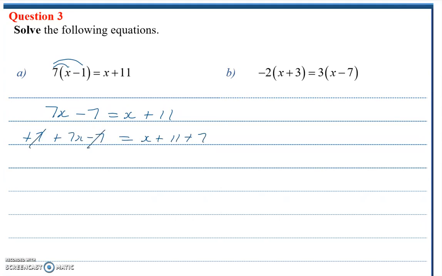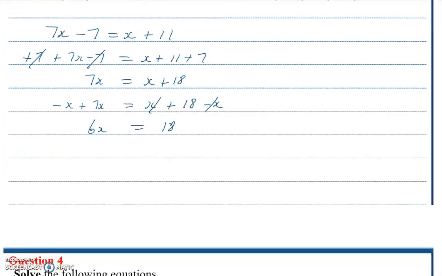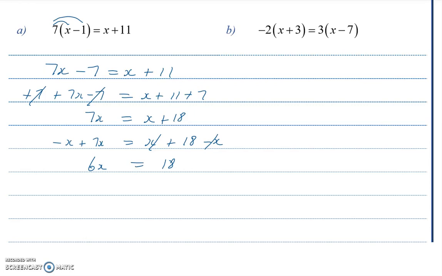This leaves us on the left-hand side with 7x equals x plus 18 on the right-hand side. We'll now subtract x from both sides. On the right-hand side that will leave us with 18. On the left-hand side, 7x subtract x is 6x. Now we're left with 6x equals 18. In this case, we can divide both sides by 6, which leaves us with x equals 3, the solution to our linear equation.